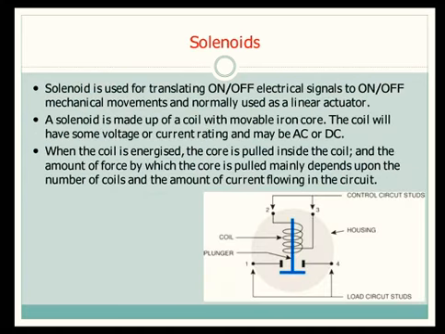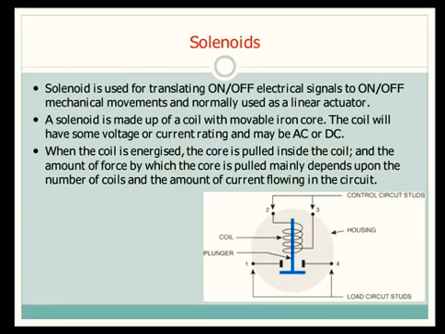Next is solenoid. It is used for translating on-off electrical signals to mechanical movements and normally used as a linear actuator. So this is also used as switches for controlling mechanical systems. A solenoid is made of a coil with a movable iron core. The coil will have some voltage or current rating and may be AC or DC.